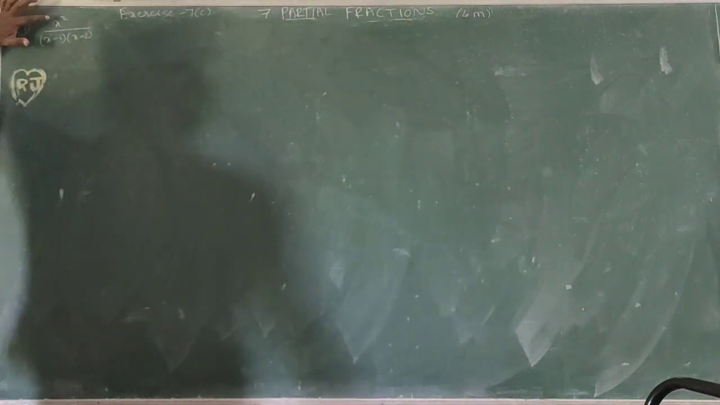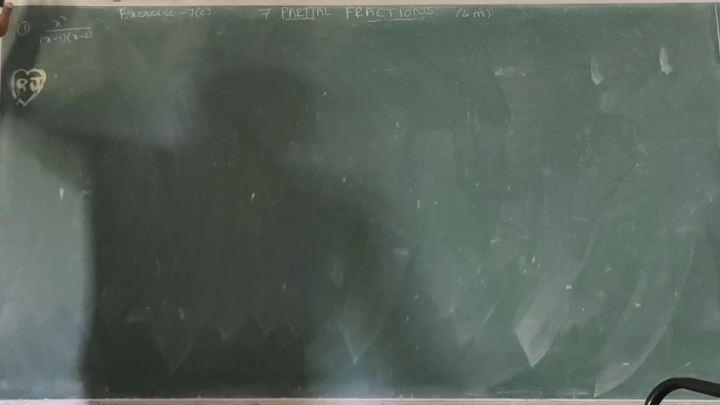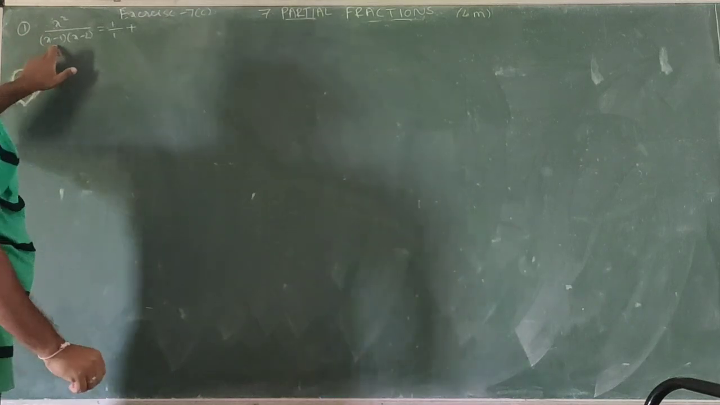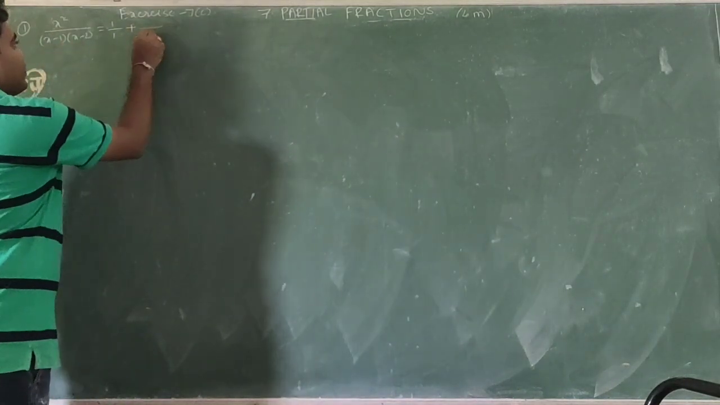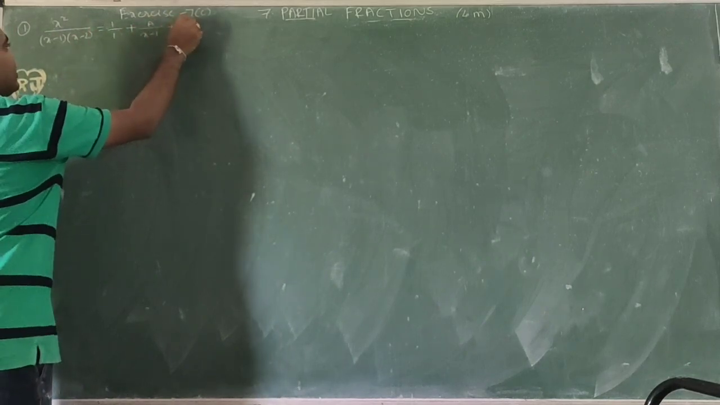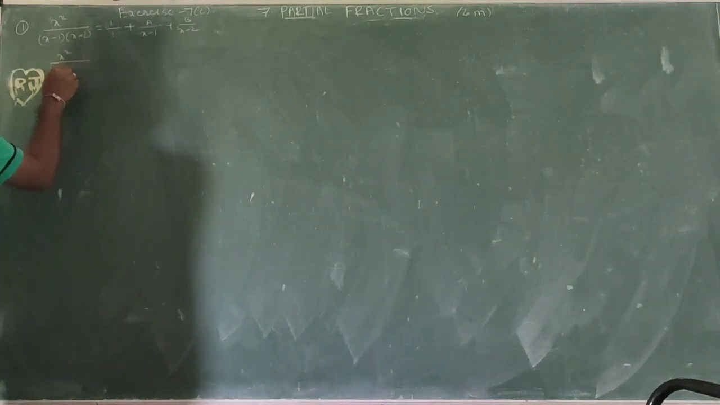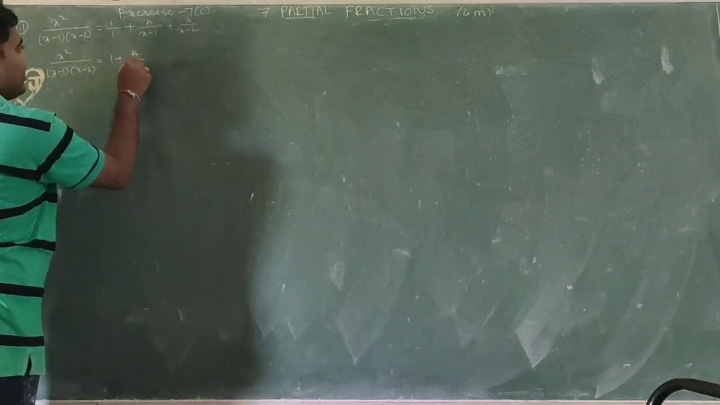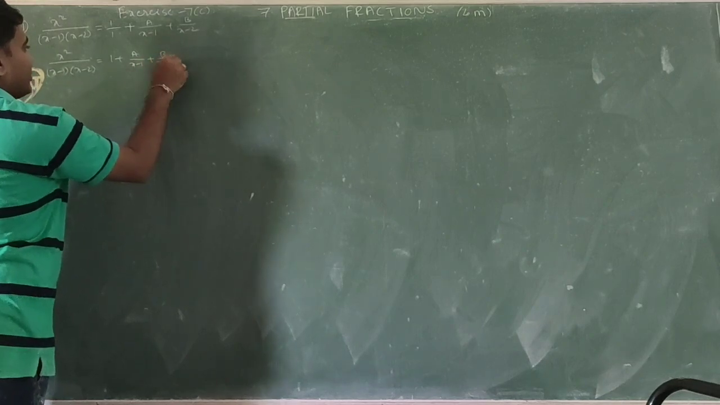The degree of the numerator is 2, and the degree of the denominator, x into x square, is also 2. For this problem, the quotient of x square by x square is 1, plus the factors x minus 1 and x minus 2. Keep a over x minus 1 and b over x minus 2. So we need to find a and b. x square by x minus 1 of x minus 2 equals 1 plus a by x minus 1 plus b by x minus 2. Now I want to take the LCM.